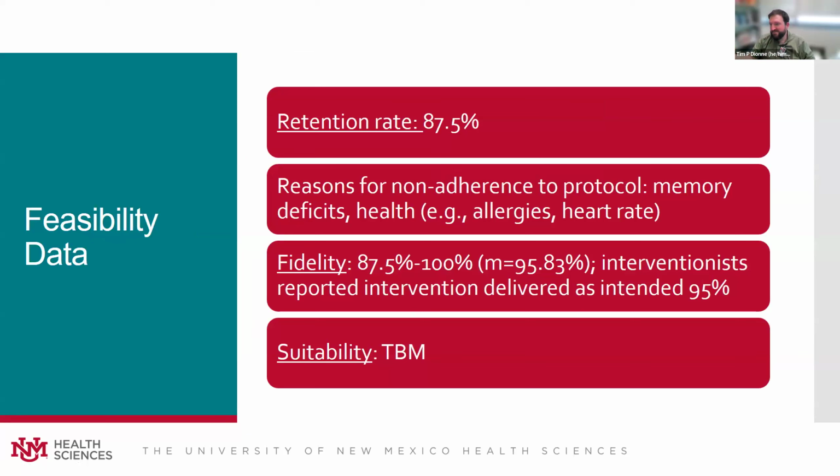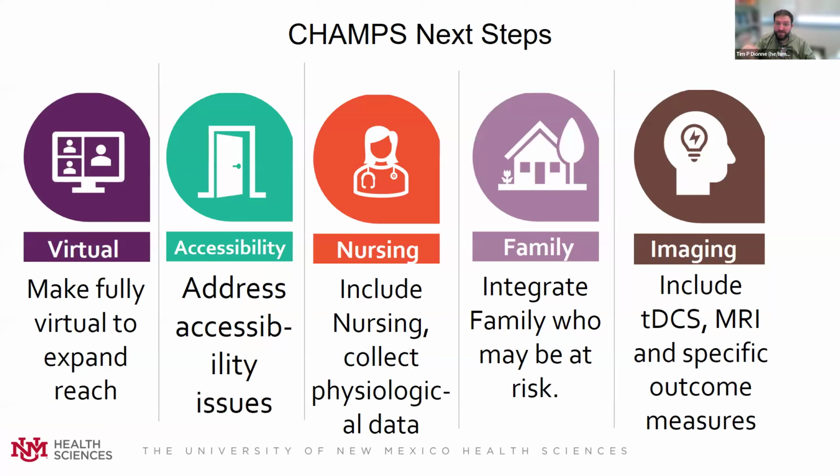And so we've got some feasibility data. Our retention rate was fairly high. Reasons for non-adherence included things like memory deficits, the person forgetting the session, the time. We had reminders, and also things like health issues that popped up here and there. Our fidelity was fairly high, so the interventionist reported the intervention delivered as intended. And then the suitability measures are in process. Some of this data was analyzed while we still had one person doing the study. So our next steps with this is we want to make it fully virtual.